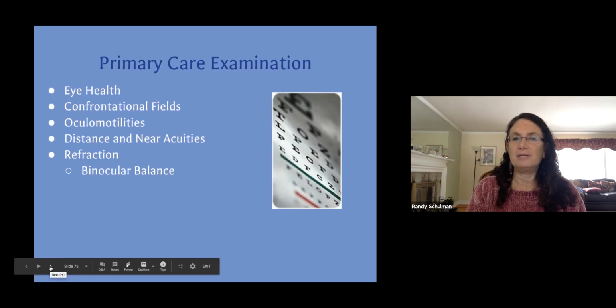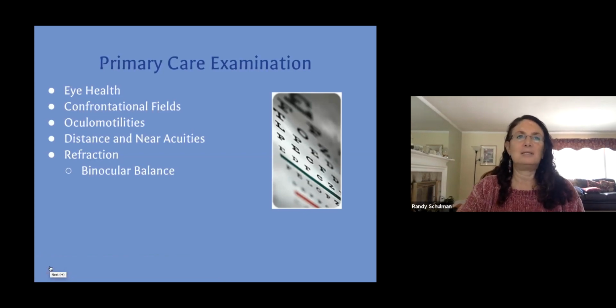So primary care exam, that's your basics: eye health, confrontation fields, ocular motilities, distance and near acuities, refraction. And I always do a binocular balance. I think that's really important. I think too few people do that. And if you do the binocular balance, that's what the patient's most comfortable with.